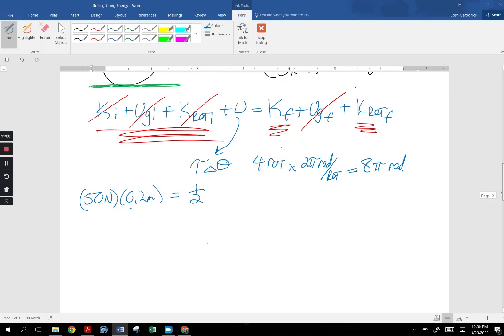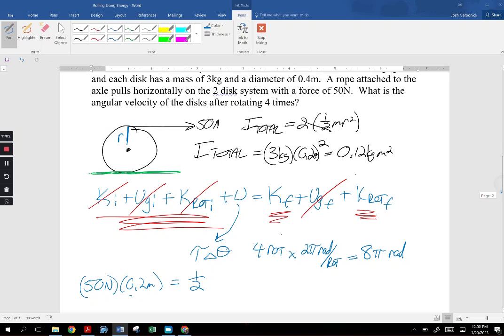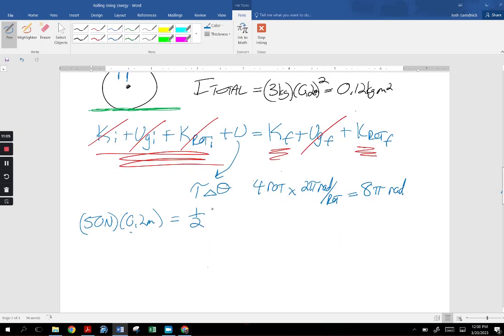I cannot explain how bad my computer is lagging right now. It's going to drive me crazy. 3 kilograms. This will not be edited.